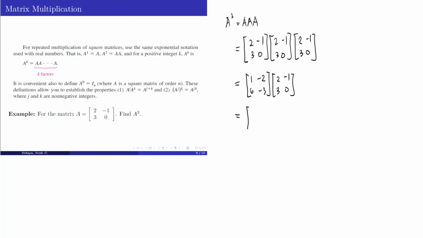So that is equal now to the same process. We have 2, negative 6, so we have negative 4. We have negative 1, 0, so that's negative 1. We have 12 and then negative 9, so that's 3. And then we have negative 6. Okay, so our A cubed is equal to negative 4, negative 1, 3, negative 6.